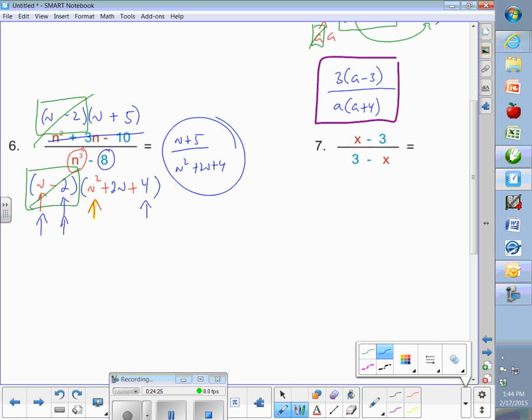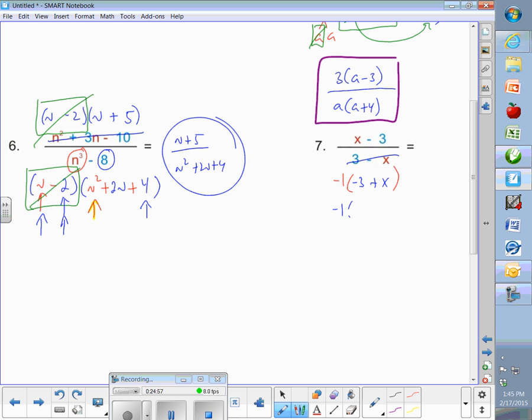Okay, one last one. I just need to show you a trick here, something to be on the lookout for. If you look at them, it looks like there's nothing you can do. The top has a positive x and a negative 3, and the bottom has a positive 3 and a negative x. But here's a trick. Let me factor a negative 1 out of the bottom. When I do, that positive 3 goes to negative 3, and that negative x goes to positive x. If you multiply it back out, you'll be right back at the beginning.